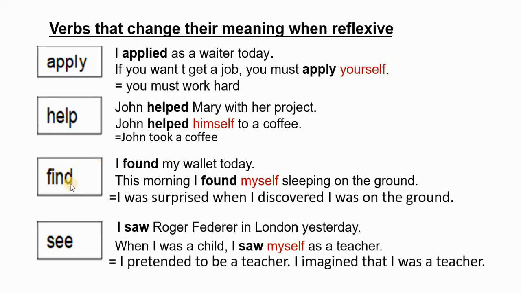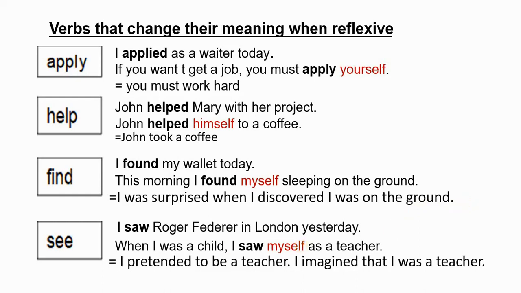Next we have here, find. I'm sure you all know what the word find means normally. When you lose something, then later you find something. So, examples here. I found my wallet today. But when it is a reflexive verb, it is very different. This morning, I found myself sleeping on the ground. This means that I was surprised when I discovered I was on the ground. That means you discover yourself in a situation and you're surprised.